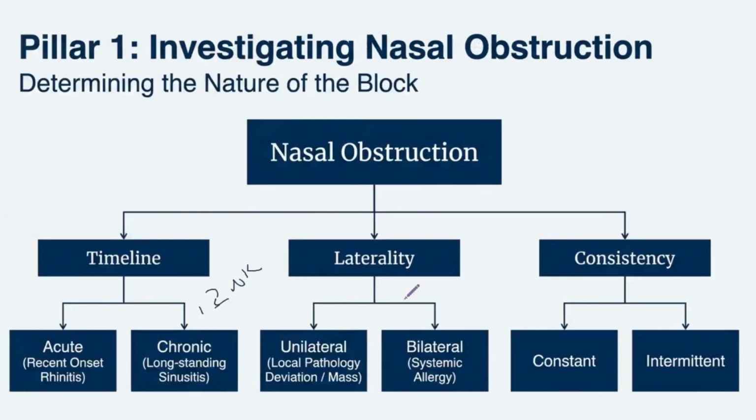And fixed means it never clears up. Not in the shower, not with the spray, nothing. Correct. And if you have those 3 traits, fixed, progressive, unilateral, that's when the alarm bells go off. We're not dealing with a cycle anymore, we're dealing with something structural that's occupying that space. It could be a really bad deviated septum or a polyp, but in the back of the doctor's mind, they also have to rule out a tumor.